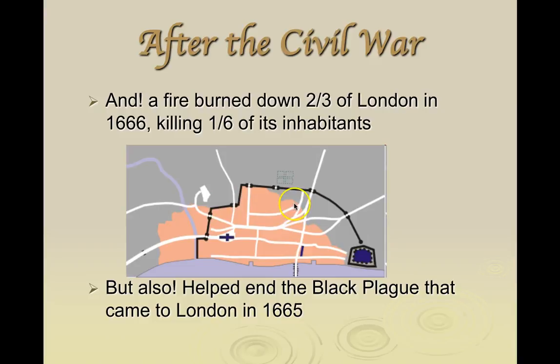This blue cross here in the center is supposed to represent St. Paul's Cathedral, the religious center of the city. It also burned to the ground. But on the plus side, that fire, which wiped out most of London, helped to end the Black Plague that came to London in 1665, which is an extraordinary visitation of the illness, the last great plague to come to Western Europe, and perhaps not the most virulent case of it, but close.